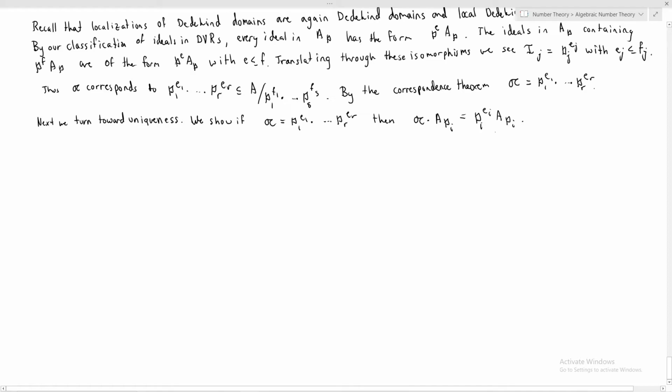Okay. This can't happen because, so if B to the E AP equals B to the E prime AP. Well, AP is a DVR, these are local rings. This means that pi to the E equals U times pi to the E prime, which is, so basically, let's say E is less than or equal to E prime, we can assume this without loss of generality.